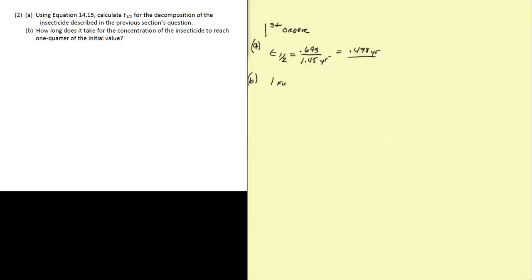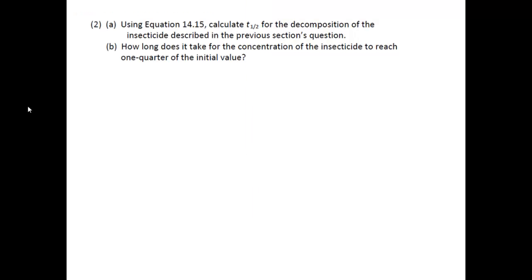Next, the question asks, how long does it take for the sample to decay into 1/4 of its initial state? Well, we're starting with one full sample. After one decay, we'll have half the sample. After two decays, we have 1/4 of the sample. So, 2 decays, each decay takes 0.478 years. Multiply that by each decay, and we have 0.956 years.